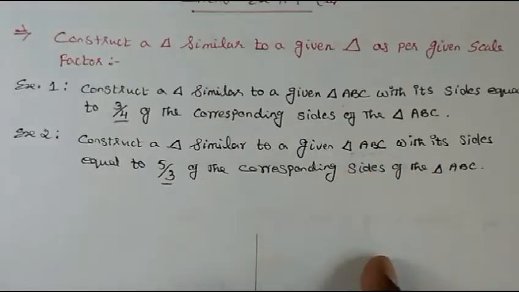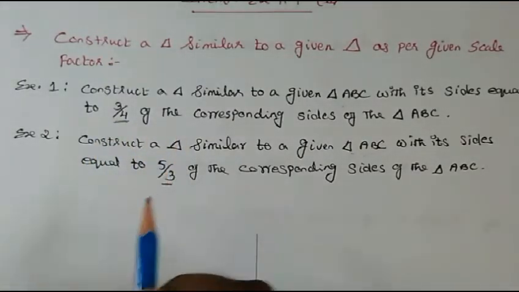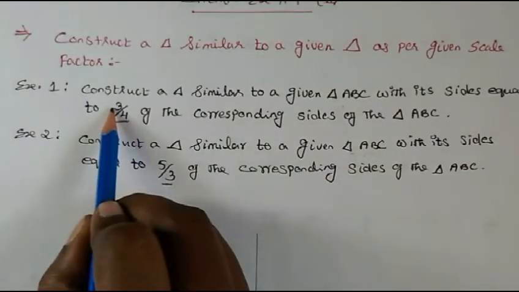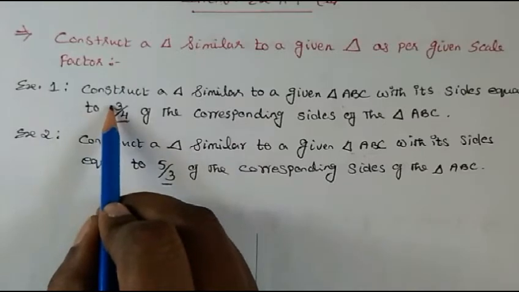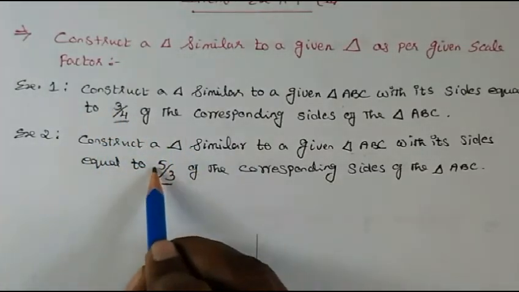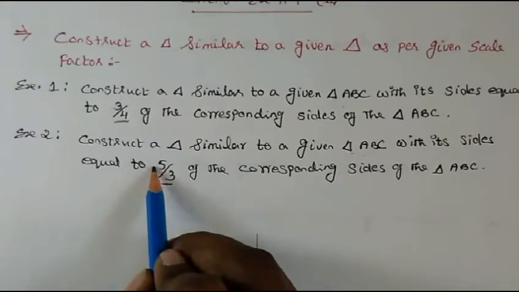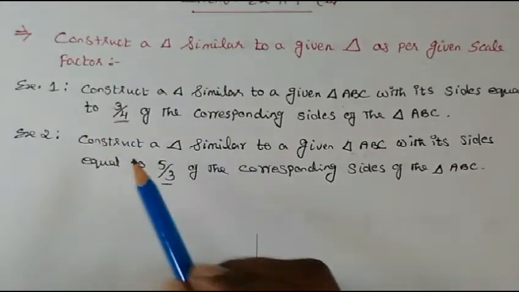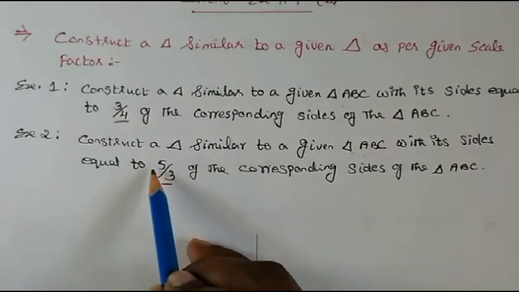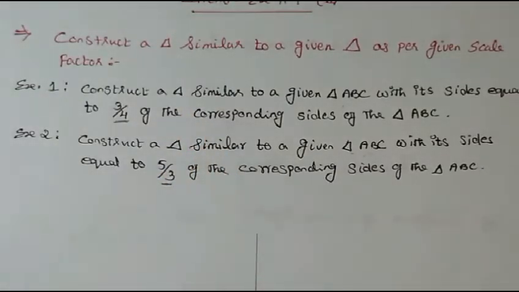When I show both at a time, you will be able to understand. Now look at this, here 3 upon 4, here 5 upon 3. Whenever you see the numerator is smaller, that means the triangle that we are going to construct will be smaller. And if you see the numerator bigger, that means the triangle we are going to construct will be bigger. So it depends upon the numerator. That's why I have taken both, so that you don't get confused.